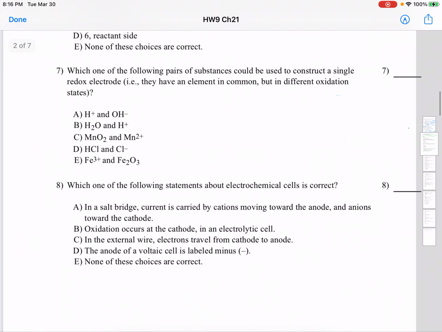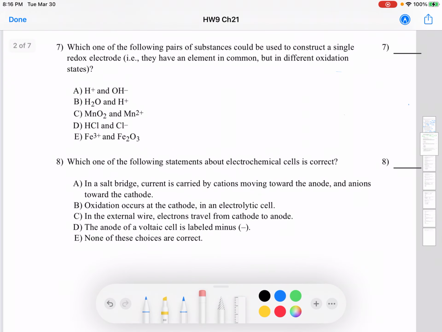Number 7. Which of the following could be used to construct a single redox electrode, having an element in common but in different oxidation states? Now let's see. H plus and OH minus. Hydrogen oxidation number +1. In hydroxide also hydrogen oxidation number +1. So we cannot use that. Same thing here. In water also hydrogen +1 and H plus.